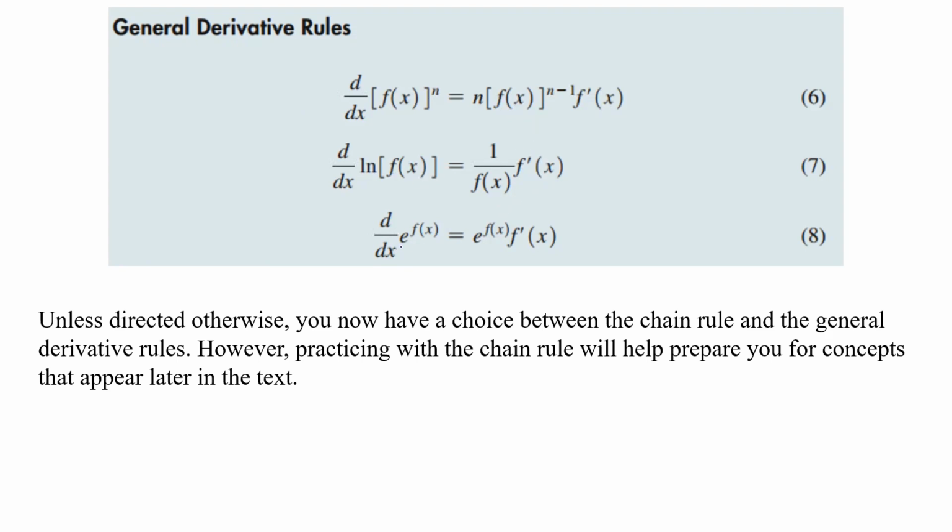And we have the derivative of e to the f of x. Well, that's going to be e to the f of x times the derivative of f of x, because the derivative of e to the x is e to the x. But then we also have to find the derivative of f of x, hence that.